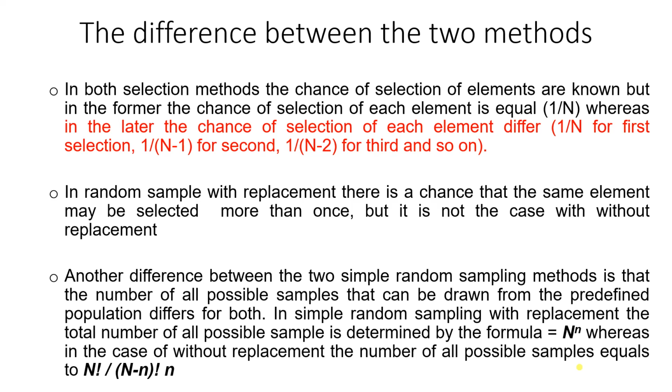Let me finish, then I will come to you. Whereas in the case of without replacement, the number of all possible samples will be equal to factorial N divided by factorial of N minus n, into factorial n. So just to make it simple, I am skipping this explanation here, but you can ask me whenever you wish.